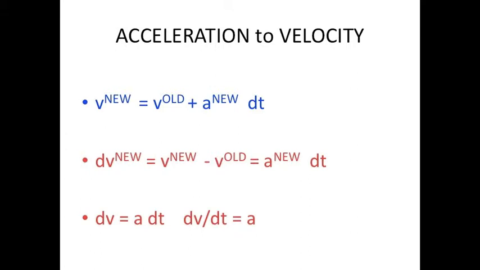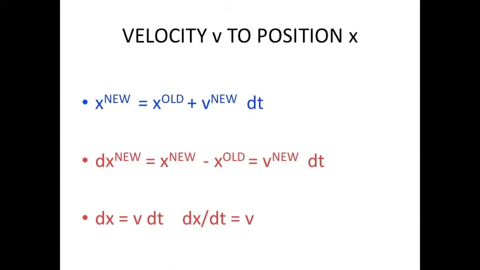Next, a new velocity, v nu, is computed from the new acceleration, a nu, by adding the increment, a nu times dt, to the old velocity, v old. This means that the velocity increment, dv, as the difference v nu minus v old, equals a nu times dt, that is dv equals a dt, or dv over dt equals a. Next, position x is similarly updated from velocity v with position increment dx equal to v times dt, or dx over dt equal to v.